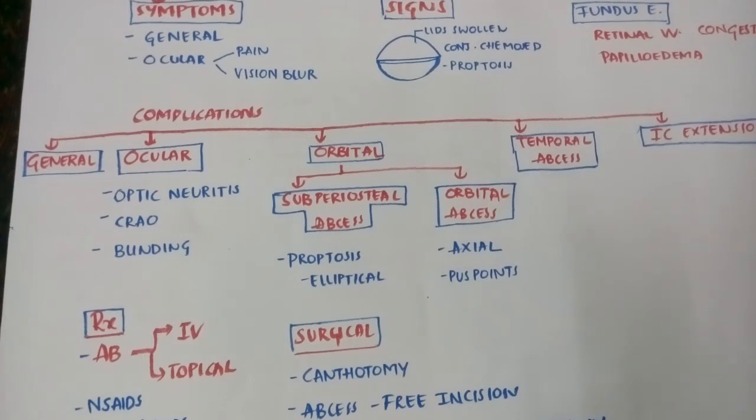Here, the proptosis is eccentric type, whereas in orbital abscess, the proptosis is axial type, and all the features above are marked in orbital abscess. And there are also pus points on the conjunctiva, below the conjunctiva.